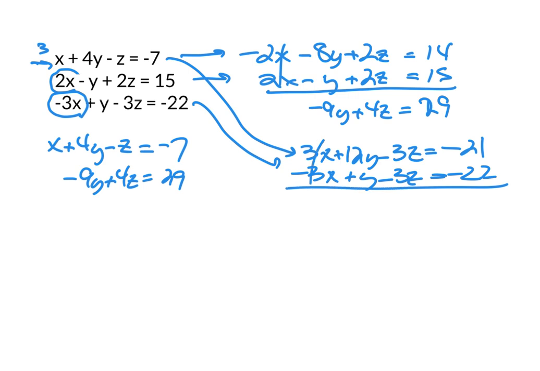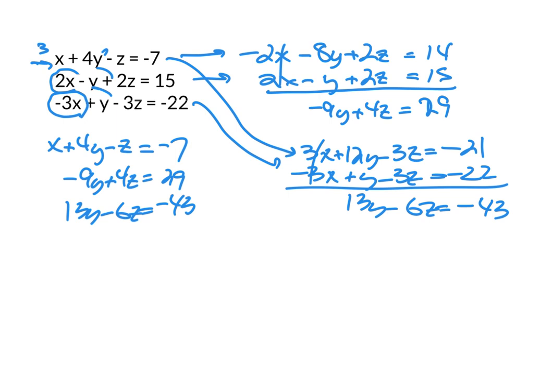Add them together, I get that. That's 13y minus 6z is -43. That's my new third equation right there. 13y minus 6z is -43. Now, when you get there, what we've done so far is I've gone from 3 variables, 3 variables, 3 variables to 3, 2, 2. All right. What I need to end up with is a 3, 2, 1.